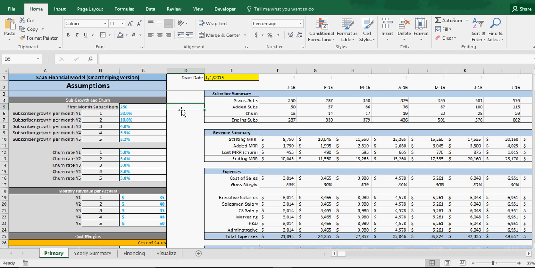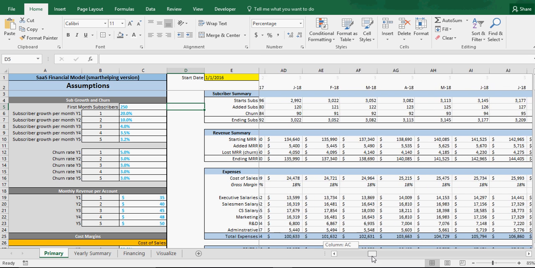First things first is this thing runs off a starting sub amount. So let's say you start at 250. It starts you at 250, and then you have your growth rate for each month for each year. So here we're saying, well, year one we're going to grow at 20% a month. Year two, 10%. Year three, 4%. 3.5, 3.2. So these numbers, you got your starting subs, you got what you've added, what you've lost in churn, and then your ending subs.